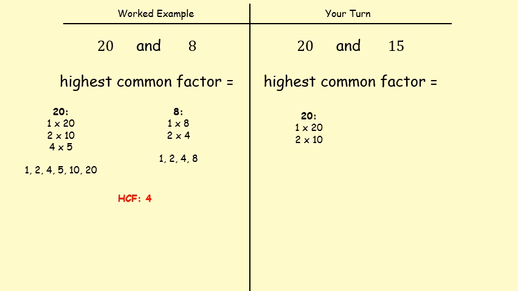Okay, so we're going to list all the factors of 20, we've got that on the left hand side, and now we're going to list all the factors of 15. 1 times 15, 3 times 5, that's it. Then we're going to look at both of our lists of factors and look for the biggest number that appears in both, and if we do that we'll see that 5 is the biggest number that appears in both of those lists of factors.